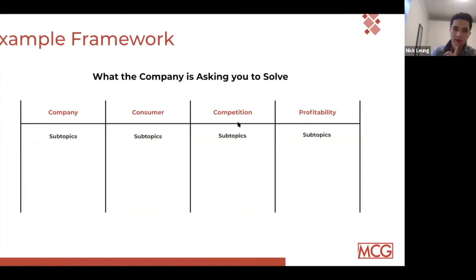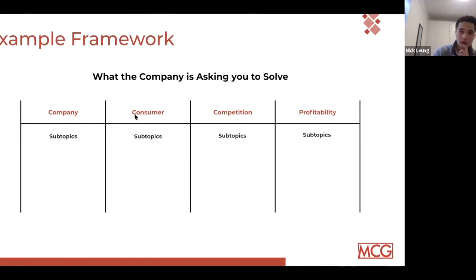This is kind of like a template of a framework that you can use, where right at the top, you have what the company is asking you to solve. You write that at the top of your framework. And then you can break down, a good framework that we use is called 3 C's and a P. So this is broken down into company, consumer, competition, and profitability. This is a really good way of analyzing a majority of the cases that you're going to get.